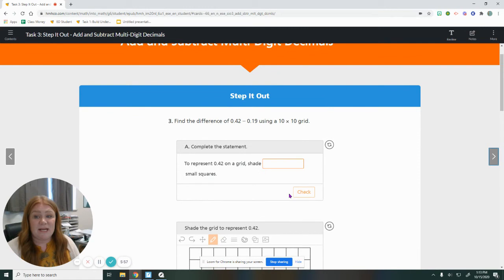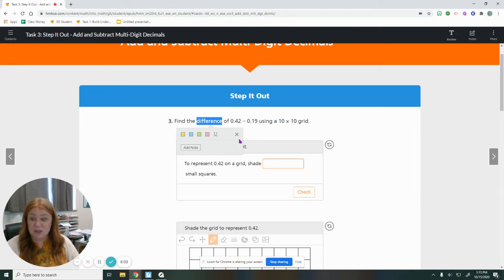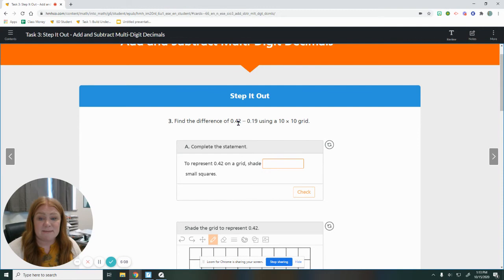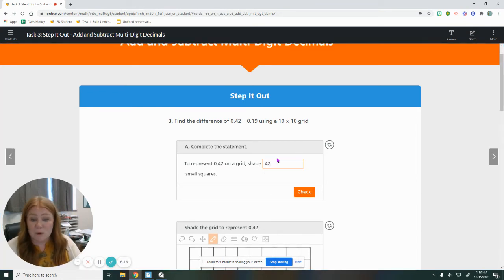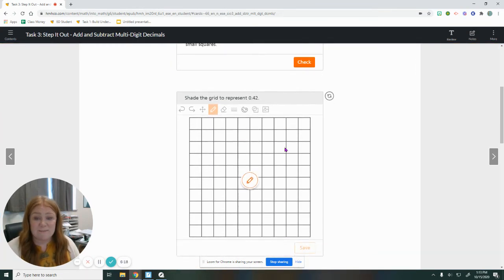Hey, number 3, task 3, asks us to find the difference. When we are finding the difference, we are finding the answer to a subtraction problem. So the difference of 42 hundredths and 19 hundredths using our grid. So if I have 42 hundredths, that means I need to shade in 42 out of 100 pieces. So let's start with that.